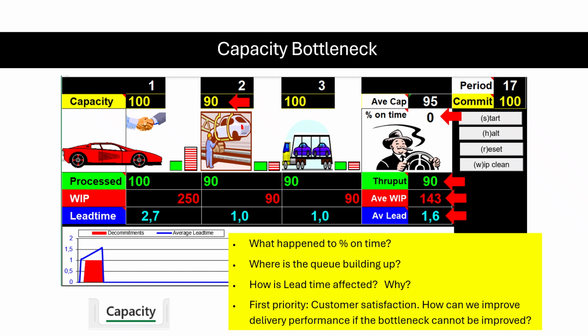What happened to percent on time? Where is the queue building up? How is lead time affected? Why? First priority, customer satisfaction. How can we improve delivery performance if the bottleneck cannot be improved? How about renegotiating the delivery commitment with the customer?